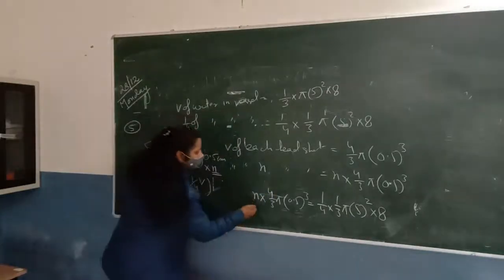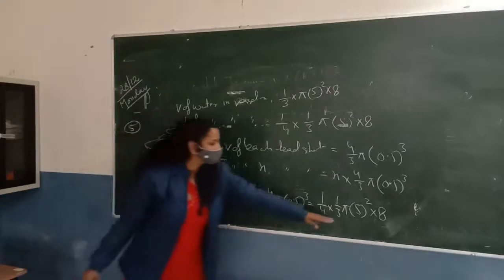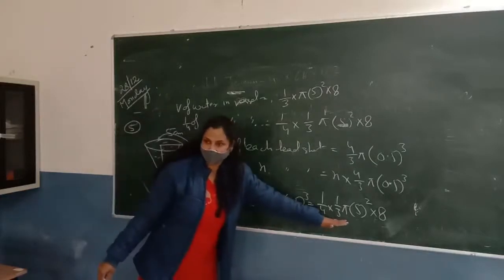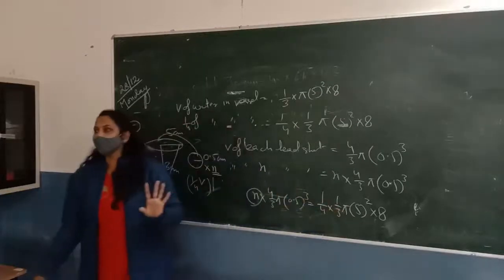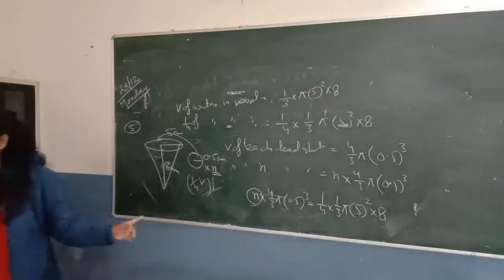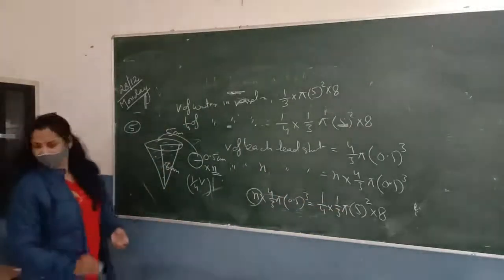Now we can find the value of n by dividing the volume of 1/4 cone by the volume of one sphere. Is there any doubt? So can you do this question yourself? Please write it down in your notebook.